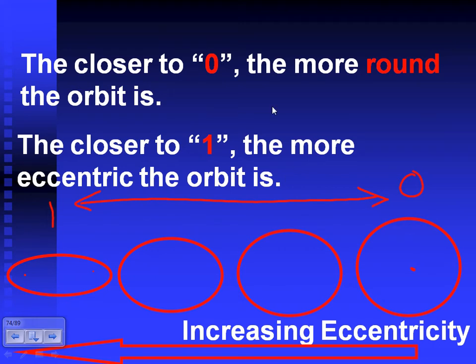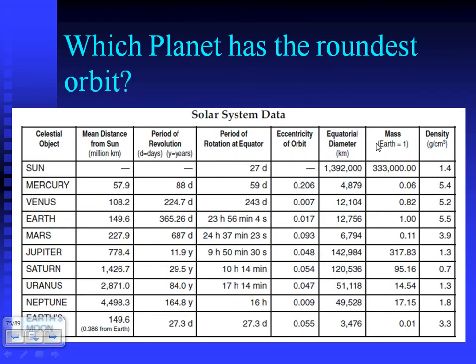So let's test this out. If we look at some data, this is in our Earth Science reference tables. There is a column designated to the eccentricity of the planet's orbits right here.